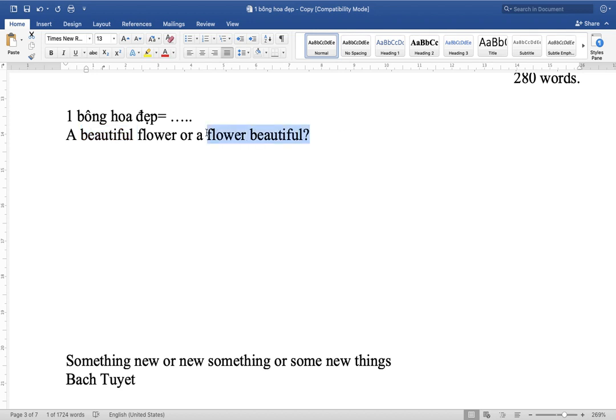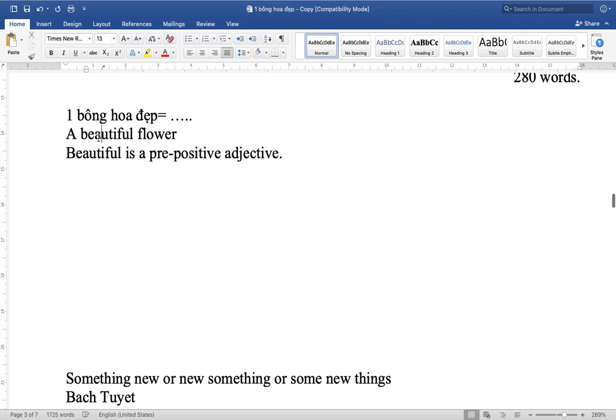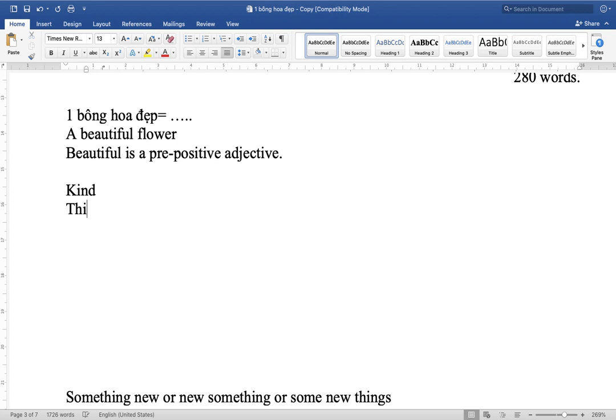But we need to know because beautiful is a very pre-positive adjective, right? So that means it has to stand in front of the noun flower. So we can write a beautiful flower, not a flower beautiful, all right? So we have like this.